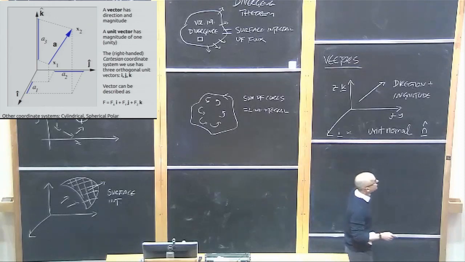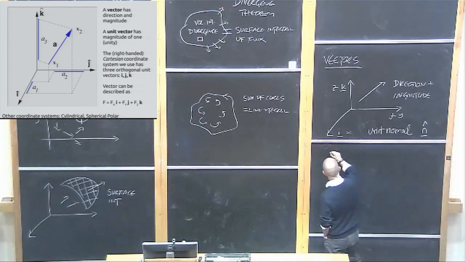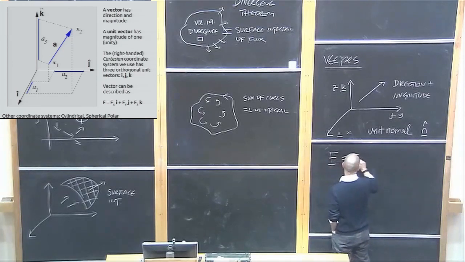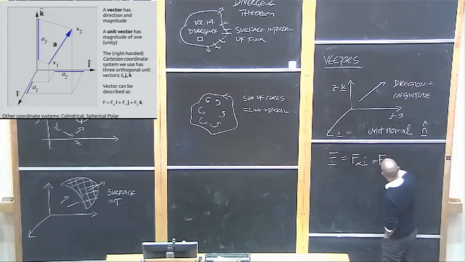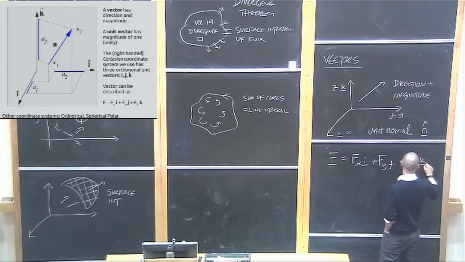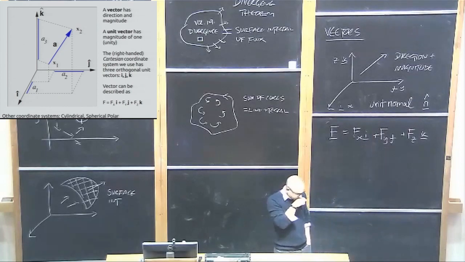So vectors are generally described in terms of their three components. Again, this is the Cartesian coordinate system which you're very familiar with, x, y, and z, and I would typically describe my vector f as perhaps the x component times the unit vector in the x direction, the y component times the unit vector in the y direction, and the z component times the unit vector in the z direction, or the k direction.